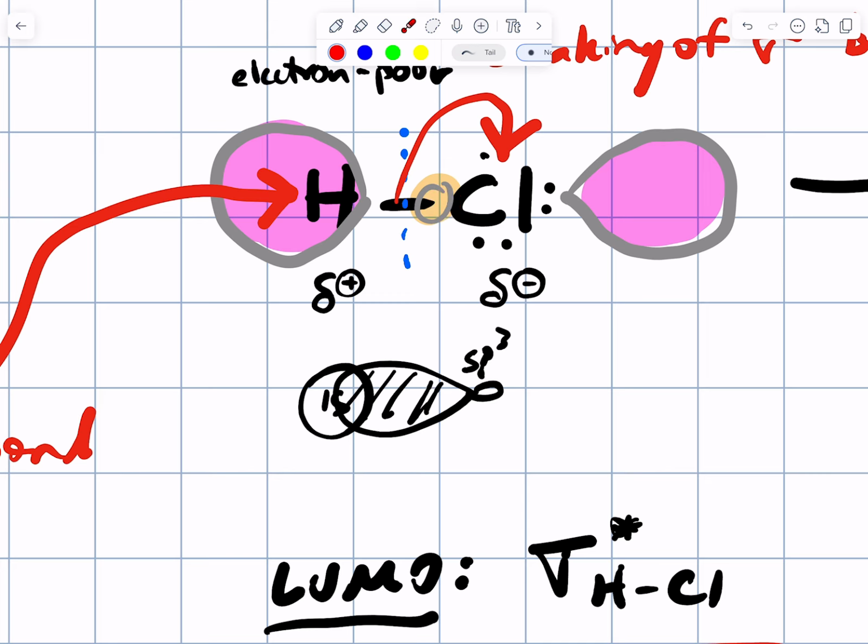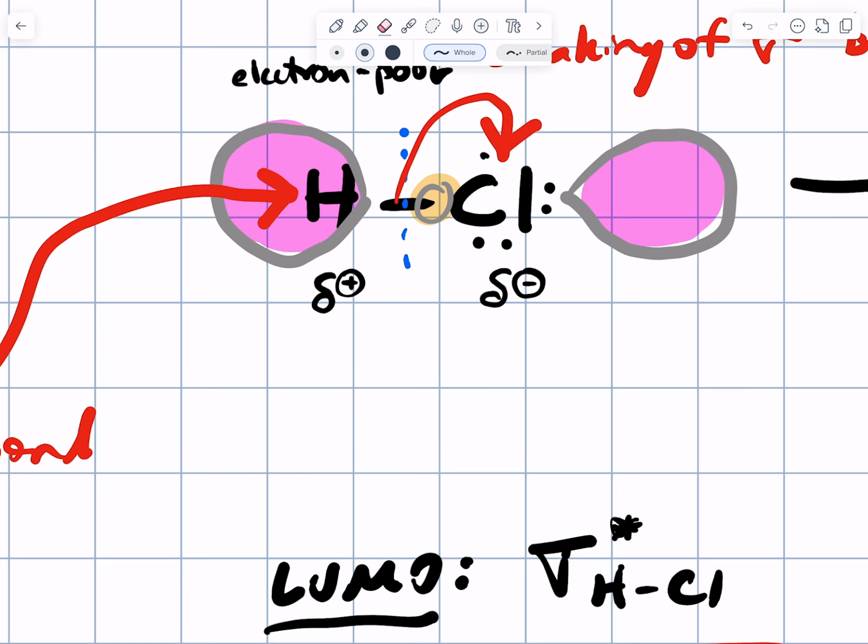Other than that, that's sort of more of a mnemonic device for remembering. If you want to just remember for antibonding orbitals on chlorine and carbon and so on, you draw it almost like an sp3 orbital backwards.